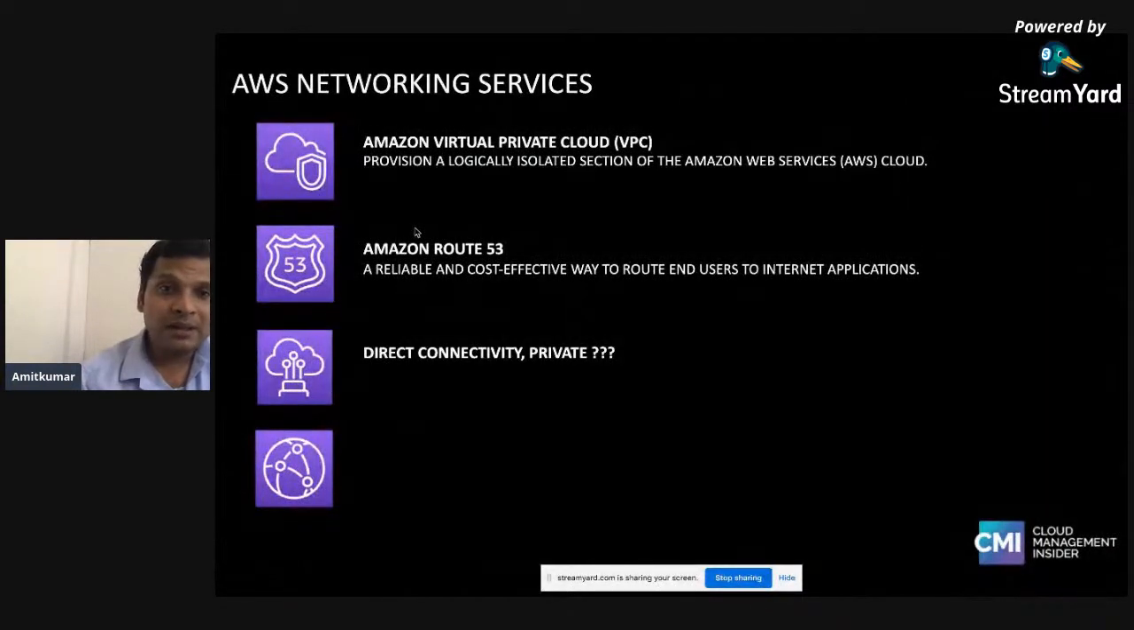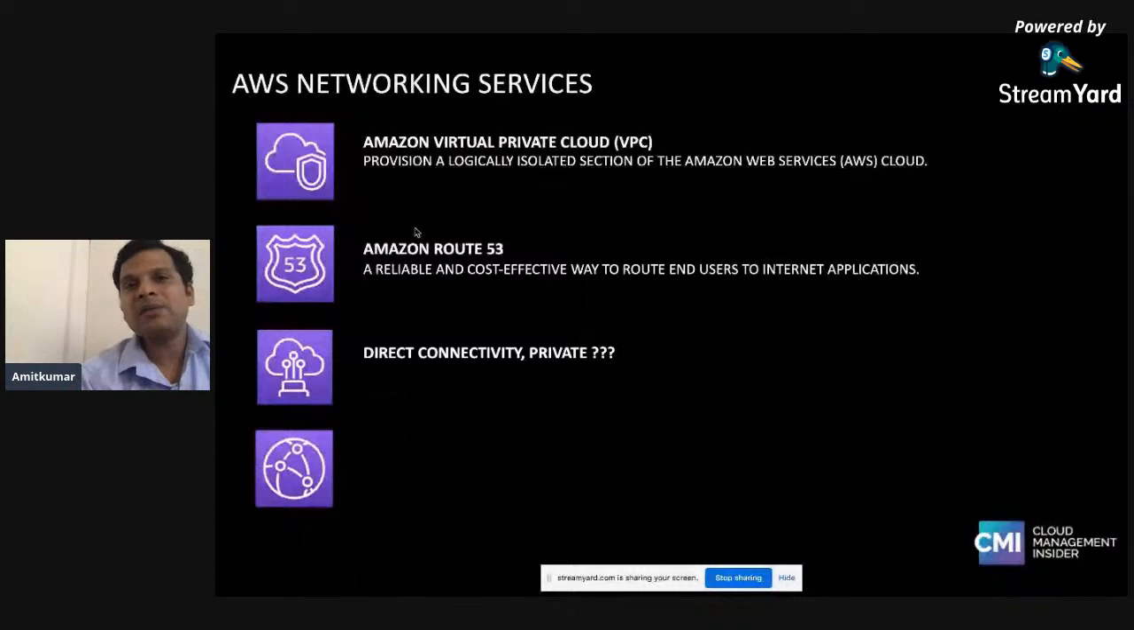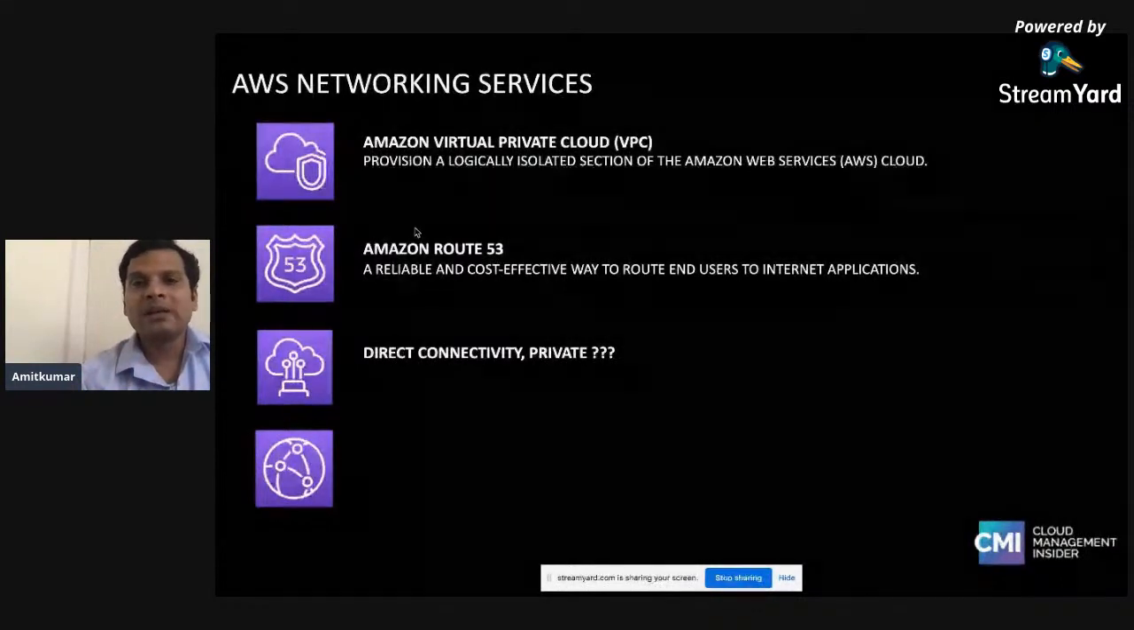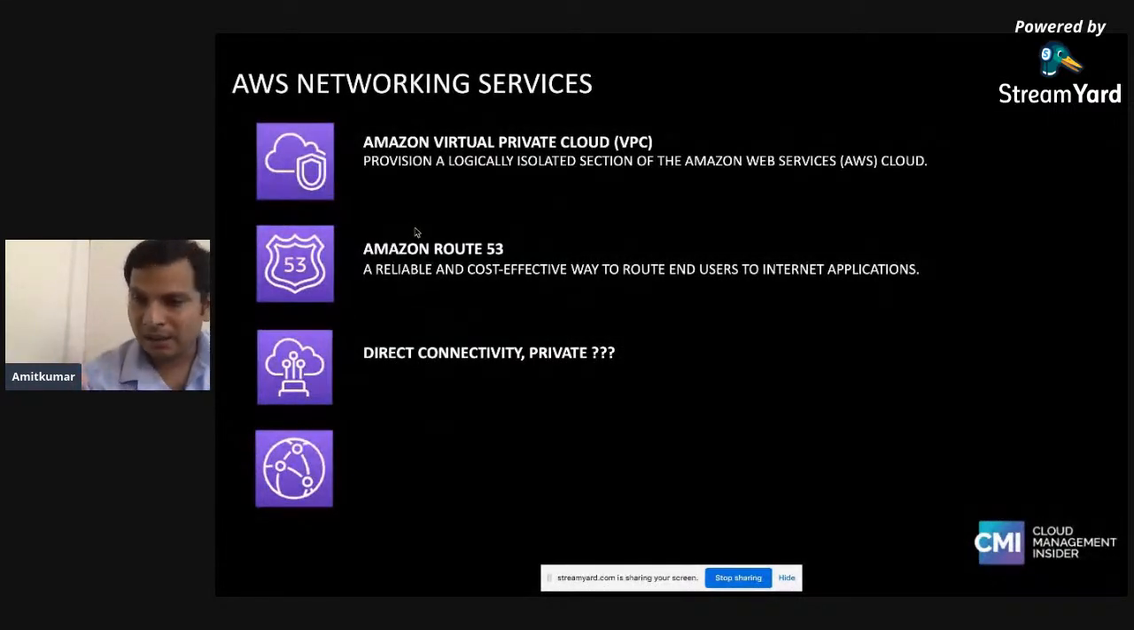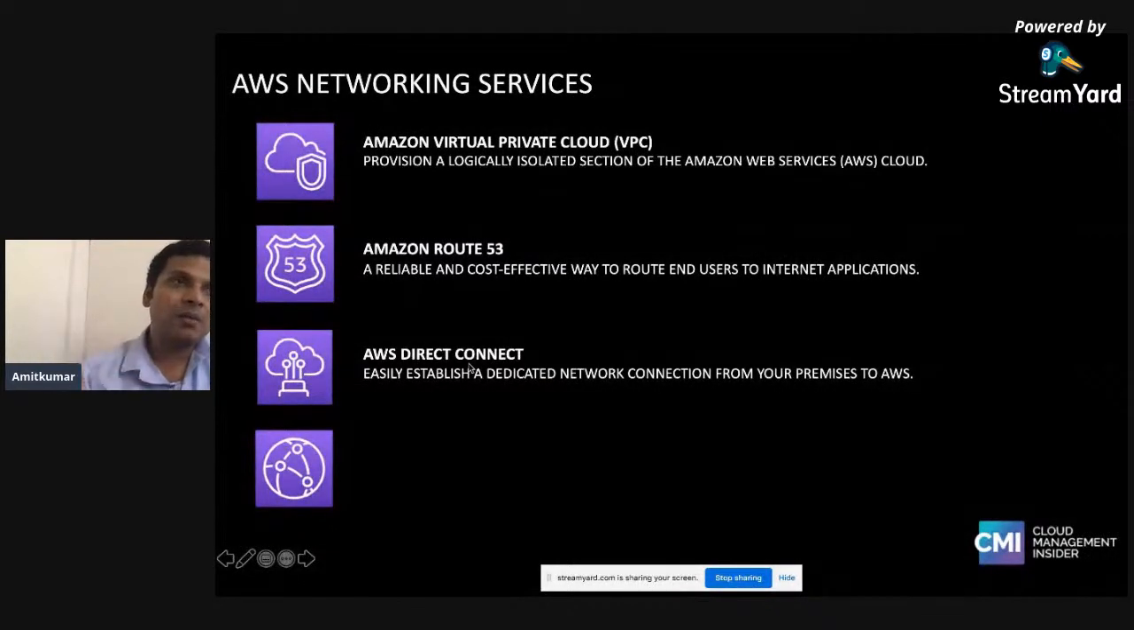Direct connectivity, private connectivity, how do you achieve that? Like I mentioned some time back, enterprises, for compliance reasons, for security reasons, do not want their connectivity to the AWS platform over the internet. So they establish a direct connectivity with the AWS infrastructure, and that service is called AWS Direct Connect. You'll have to contact the telecom provider, like Airtel or Sify in Mumbai, and they will provision this connectivity between AWS and your network.